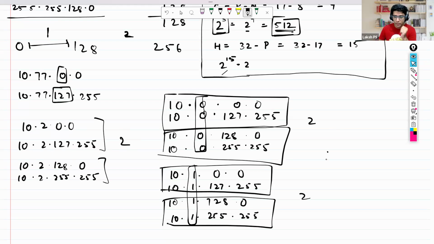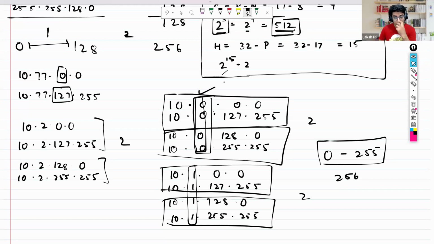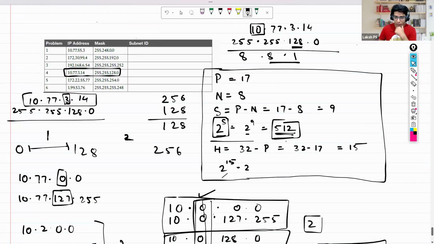So starting from 0 till 255, how many numbers are there? You have 256 numbers in the second octet. And for each second octet number, you have two subnets. That gives us 512 subnets, which is exactly what we calculated over here.